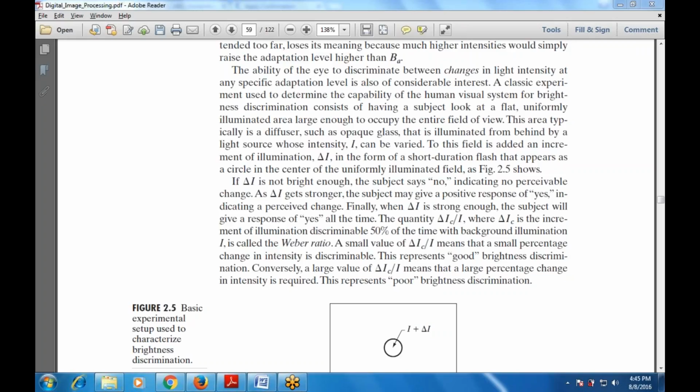Finally, when delta I is strong enough, the subject will give a response of yes all the time. The quantity delta I_c divided by I, where delta I_c is the increment of illumination discriminable 50% of the time with background illumination I, is called the Weber ratio. A small value of delta I_c over I means that a small percentage change in intensity is discriminable, and this represents good brightness discrimination.